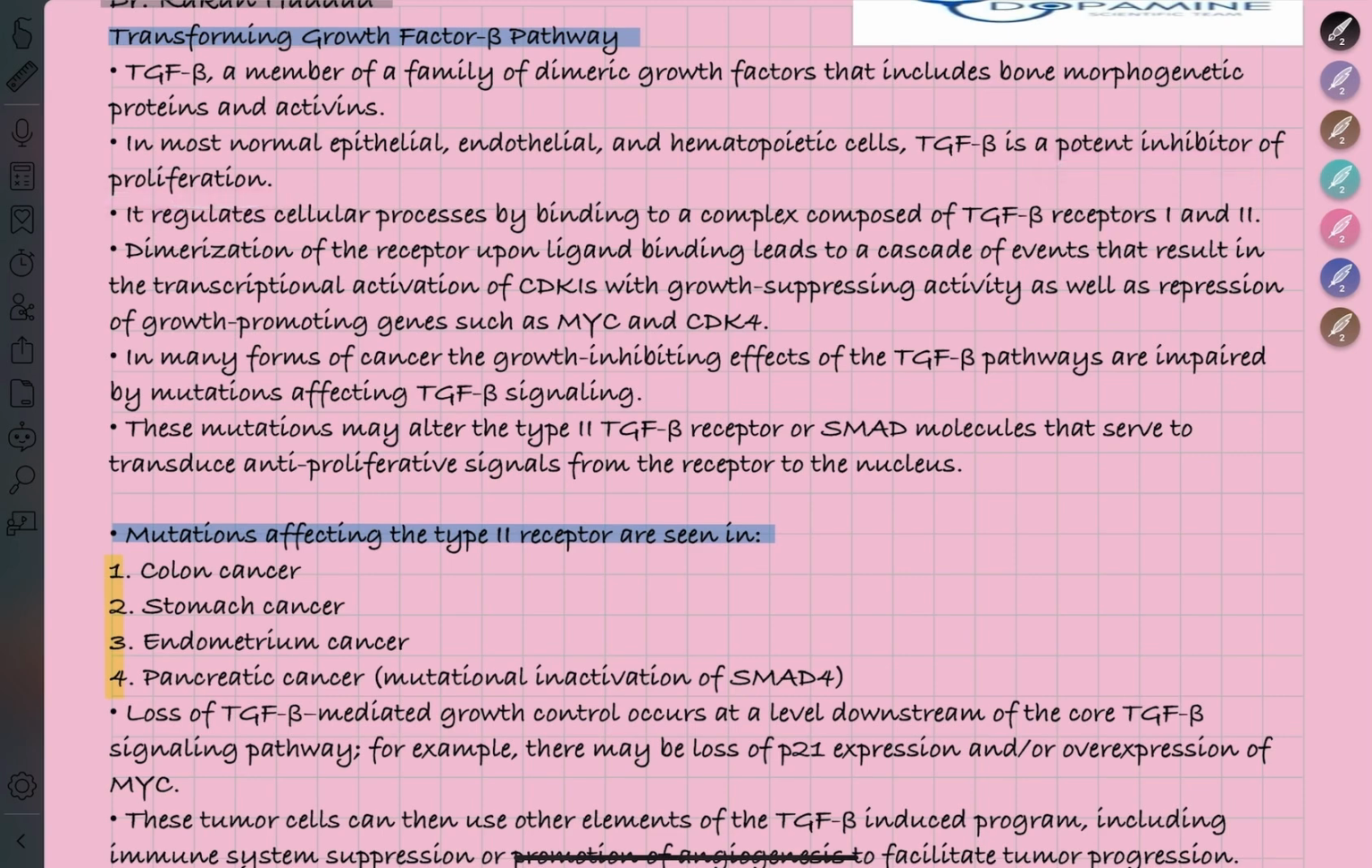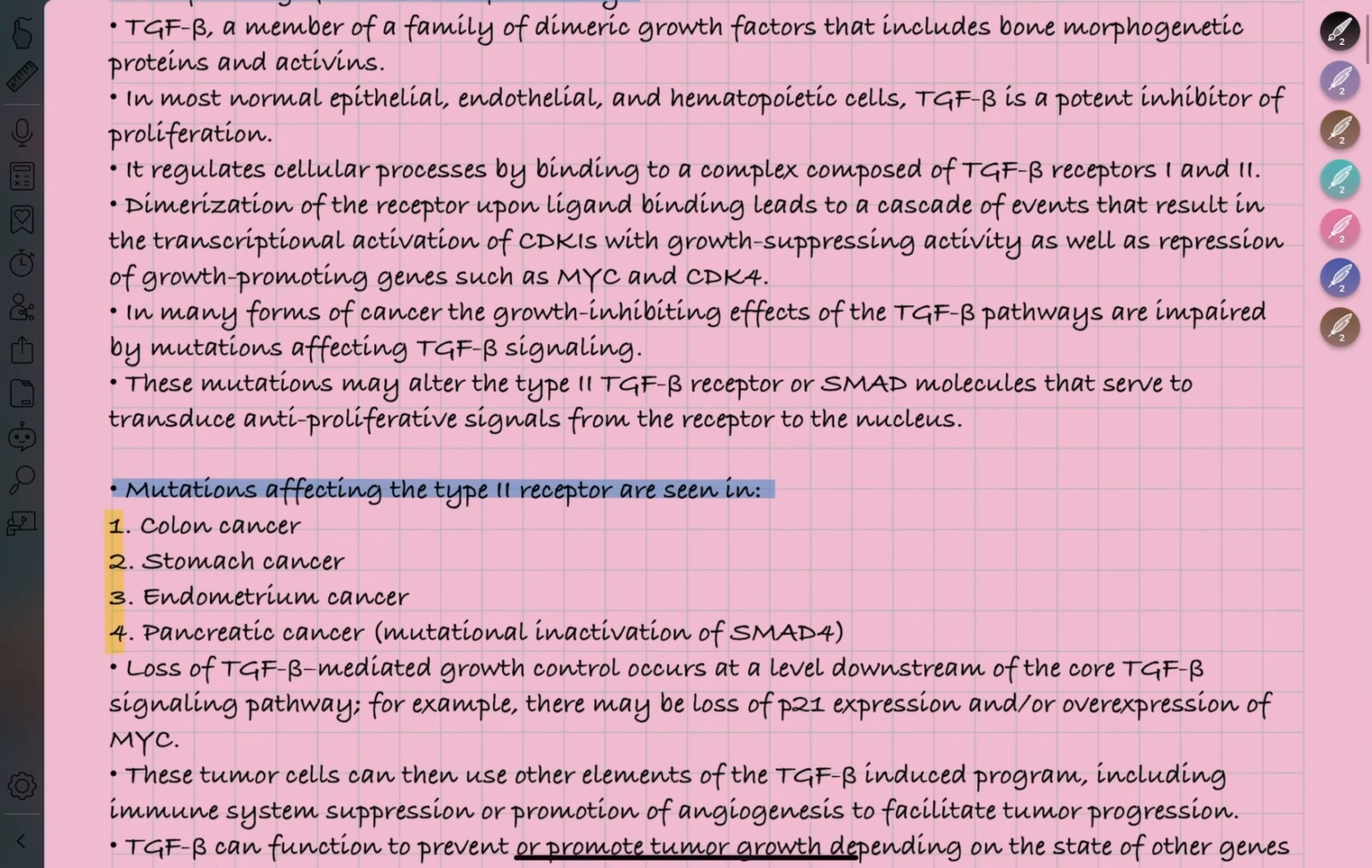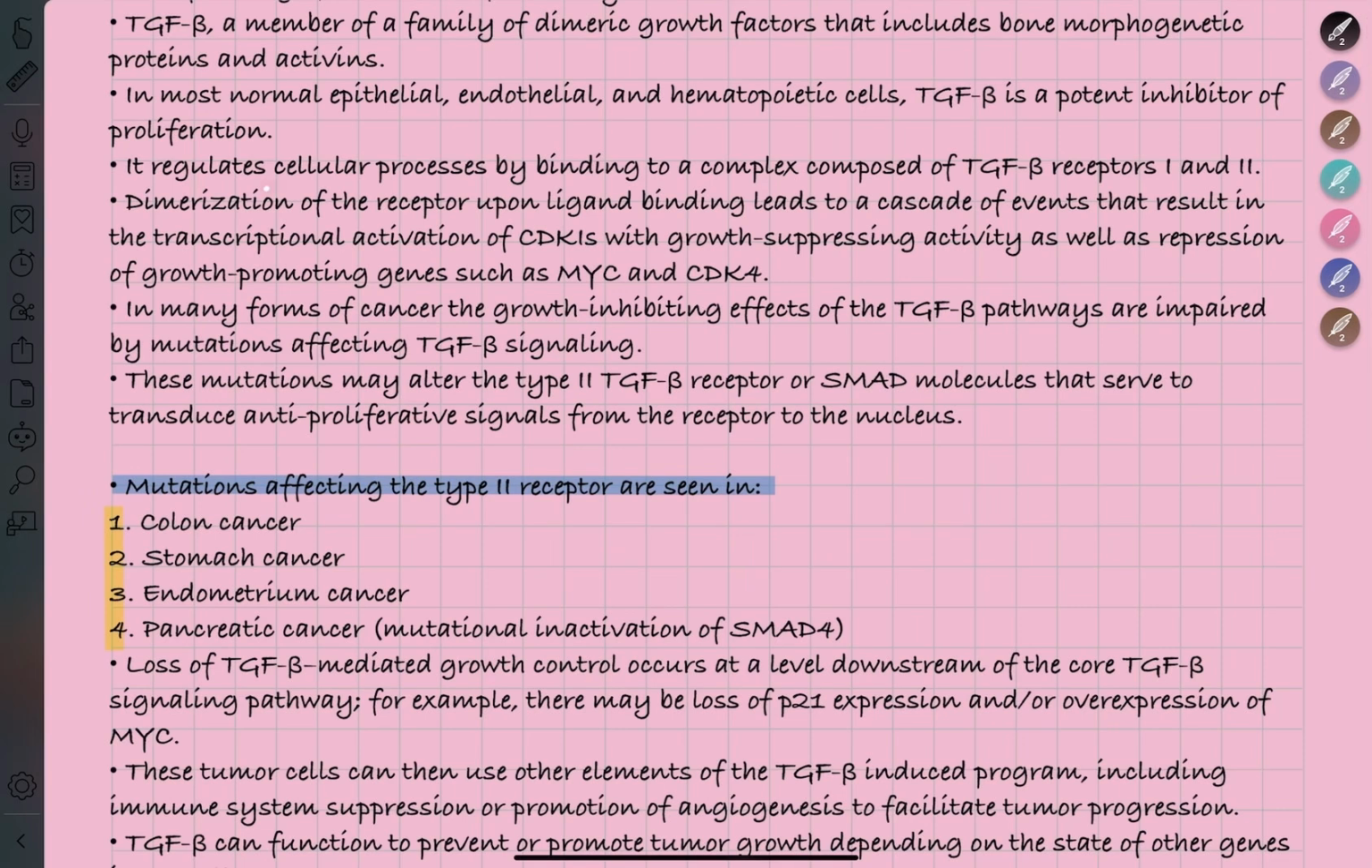This is normally, okay? So normally, it acts as an anti-mitogenic factor, okay? It regulates the cellular processes by binding to a complex composed of the transforming growth factor receptors. Which are they? Transforming growth factor receptor 1 and 2. What is going to happen? Dimerization of the receptor. When will the dimerization occur? When the ligand binds. Okay?